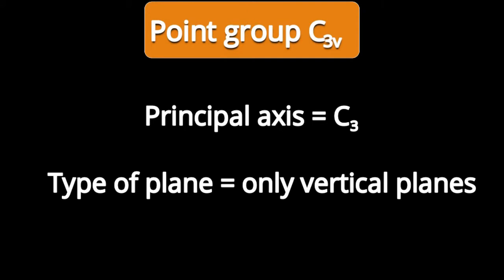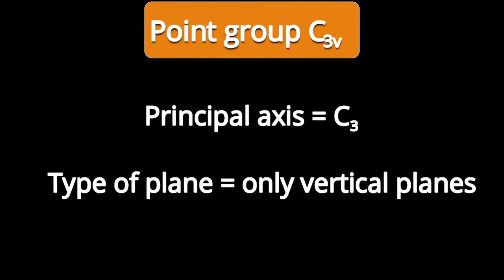Let us discuss C3V point group. By the name of that point group, what can we infer? Which axis may be present there as a principal axis? Yes, C3 is the principal axis present. And what kind of planes are present? Vertical, while diagonal and horizontal planes are not there.